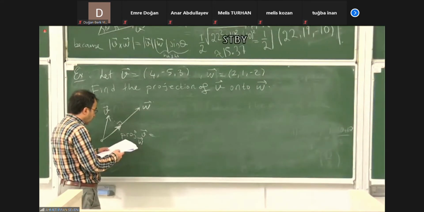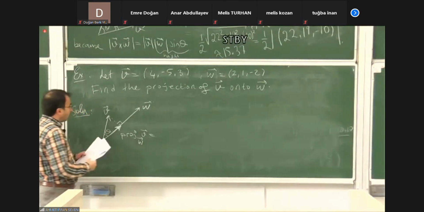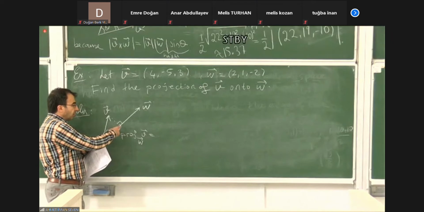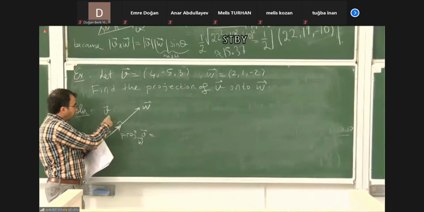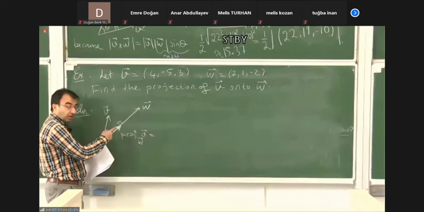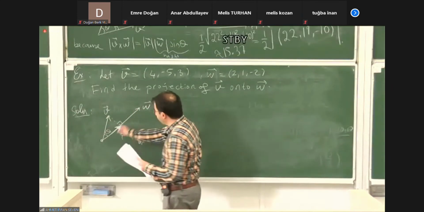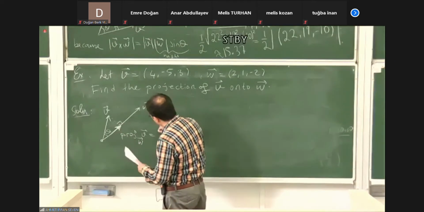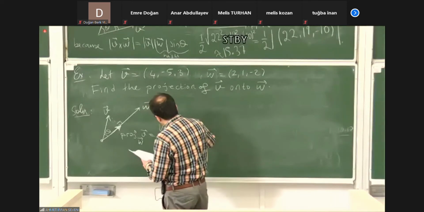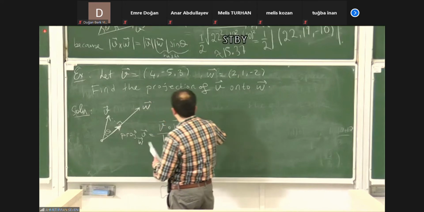So how can we write this thing? To write this one, we would need its length and its direction. The length would be the length of V times cosine of theta, obviously, its absolute value. And then we would multiply by the unit vector in that direction. So it will be V dot W divided by length W squared, times W.